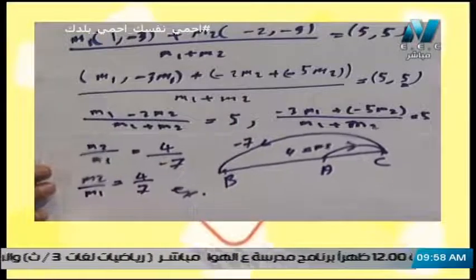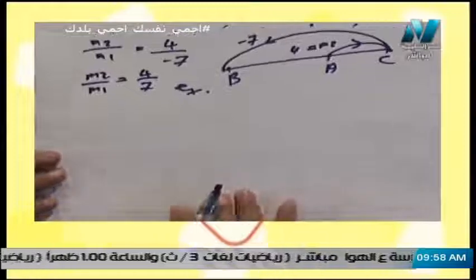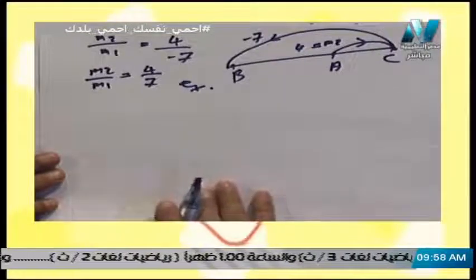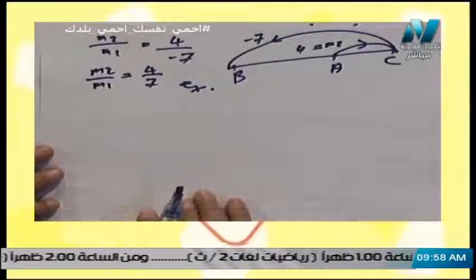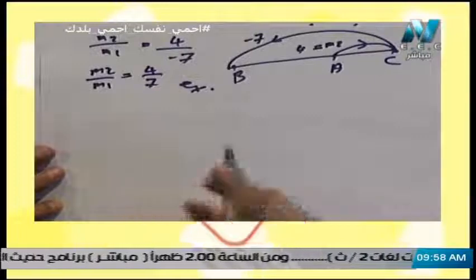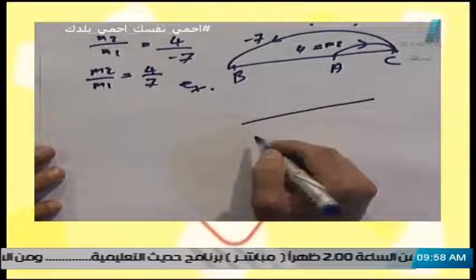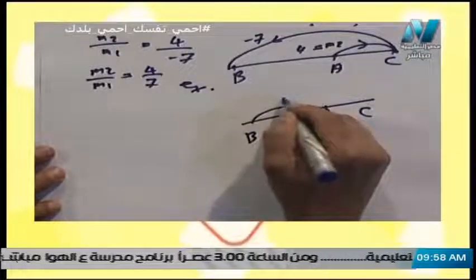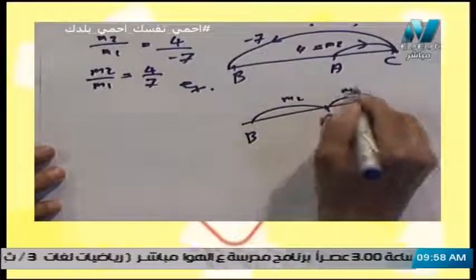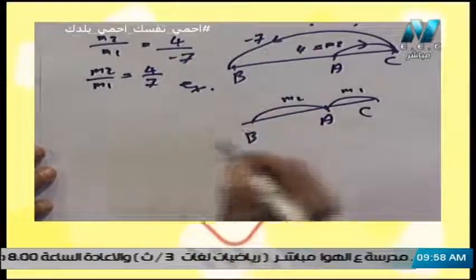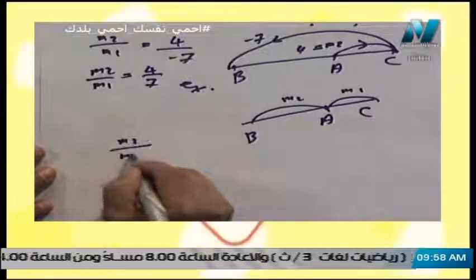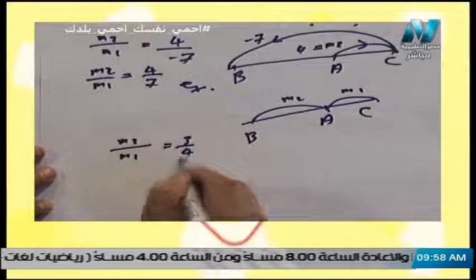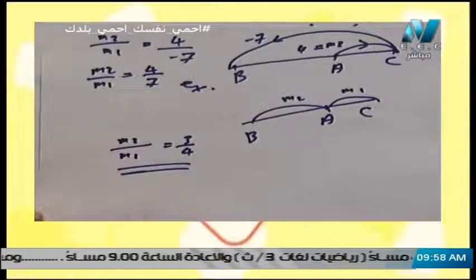Okay, and also we can easily find the ratio of division of the line segment BC by the point A, here is M2, here is M1, and we can find that M2 over M1 equals 3 over 4. Okay, then we answered question 1.